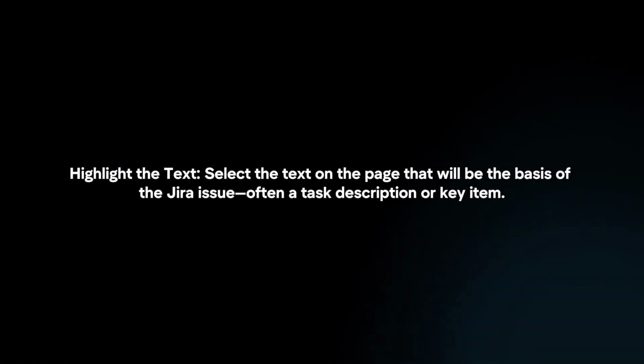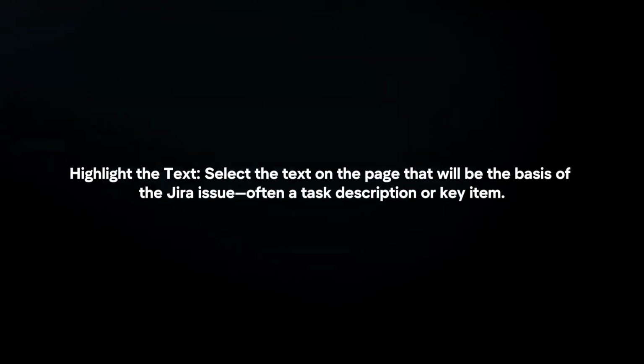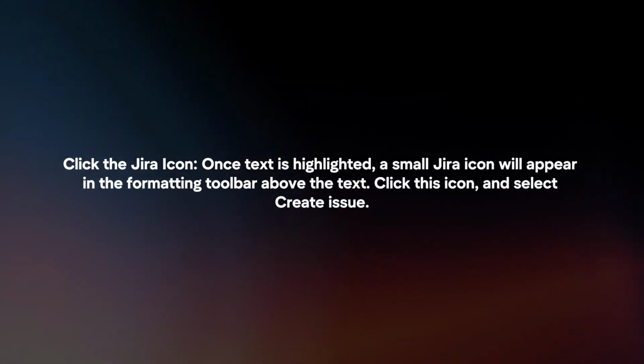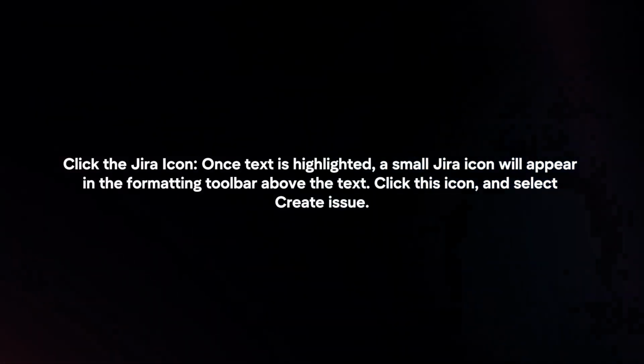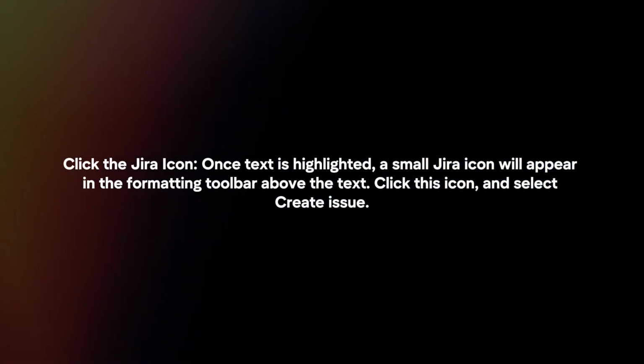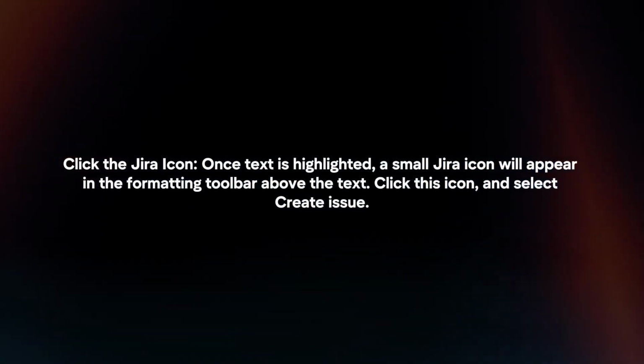Highlight the text. Select the text on the page that will be the basis of the Jira issue, often a task description or key item. Click the Jira icon. Once text is highlighted, a small Jira icon will appear in the formatting toolbar above the text. Click this icon and select Create Issue.